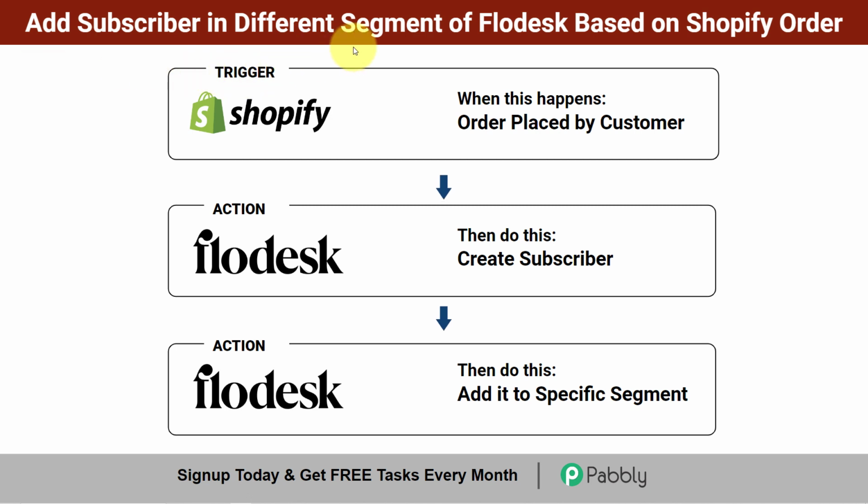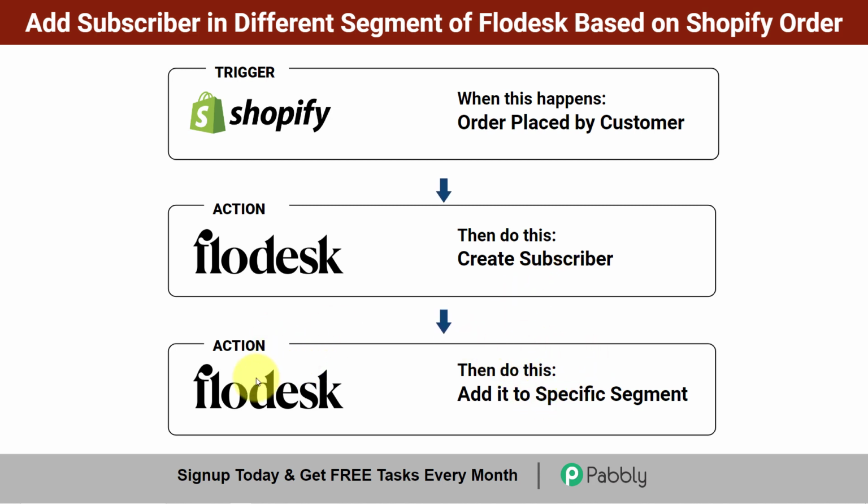How to add a subscriber in different segments of Flodesk based on a Shopify order automatically. Whenever a new order is placed by a customer in your Shopify store, firstly we will create that customer as a subscriber in our Flodesk email marketing software, and then we will check for which particular product he has placed an order. Based on that product type, we will add that subscriber to the specific segment of Flodesk, and not just into a single segment. We will also learn how to add the subscribers to multiple segments of Flodesk.